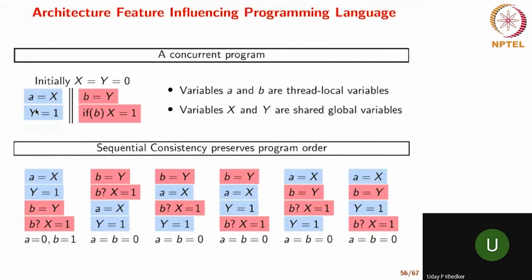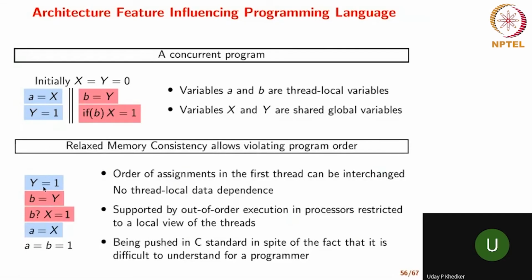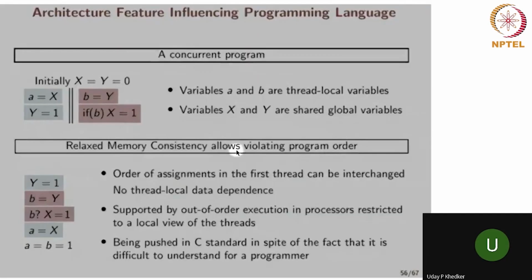Whereas what the relaxed memory model says is that I will execute Y equal to 1 before A is equal to X. So I am not preserving program order. Relaxed memory model allows violating program order. What is program order? Program order is that A is equal to X must be executed before Y is equal to 1. But this allows violating the program order. This says I will execute Y equal to 1 before I execute A equal to X. And therefore you end up getting a result that is not allowed by sequential consistency. Does that answer your question?